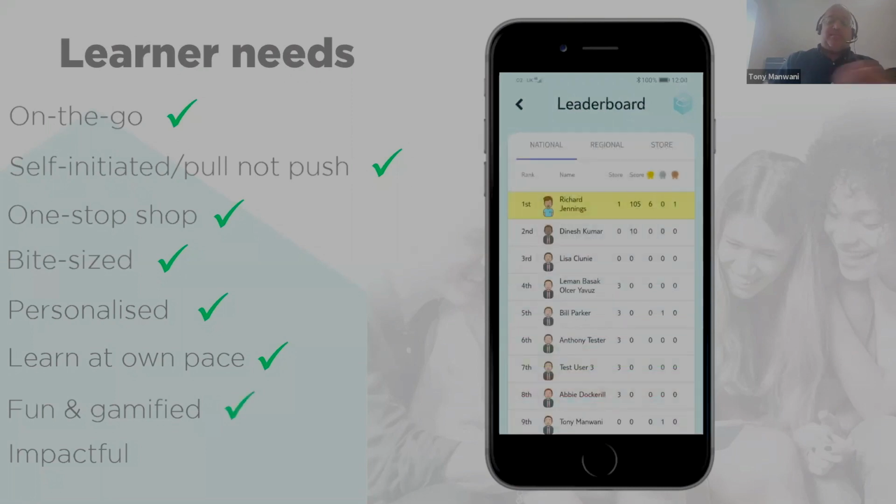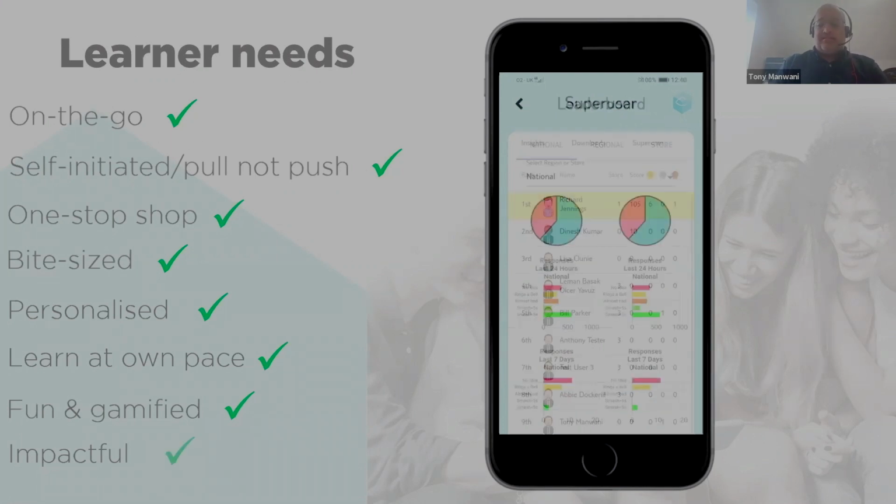Paul said, there are some elements of gamification. It's certainly not a game, but there are elements in terms of challenging other people on the leaderboard, avatars, pathways that unlock bonuses and things like that. And most importantly, it's impactful.